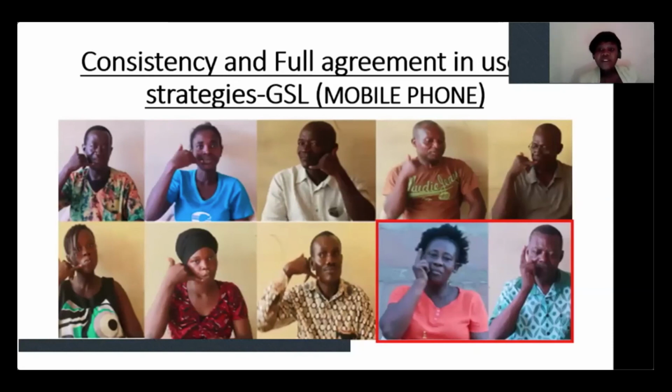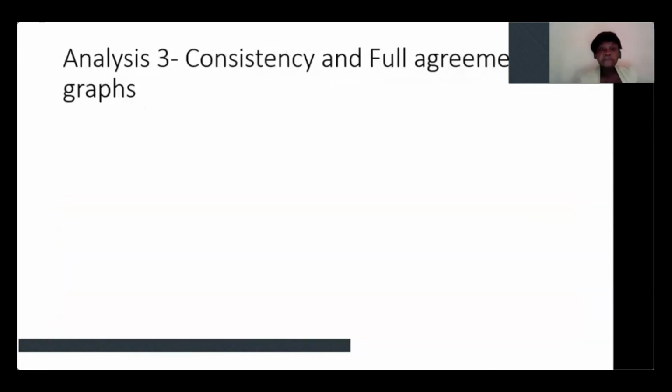So that's what we mean by the same iconic strategy, but different informational parameters. The difference here is just the hand shape. The location is the same. The orientation is the same. Movement is the same, just the hand shape. So this third analysis presents the results of full agreements and consistency.